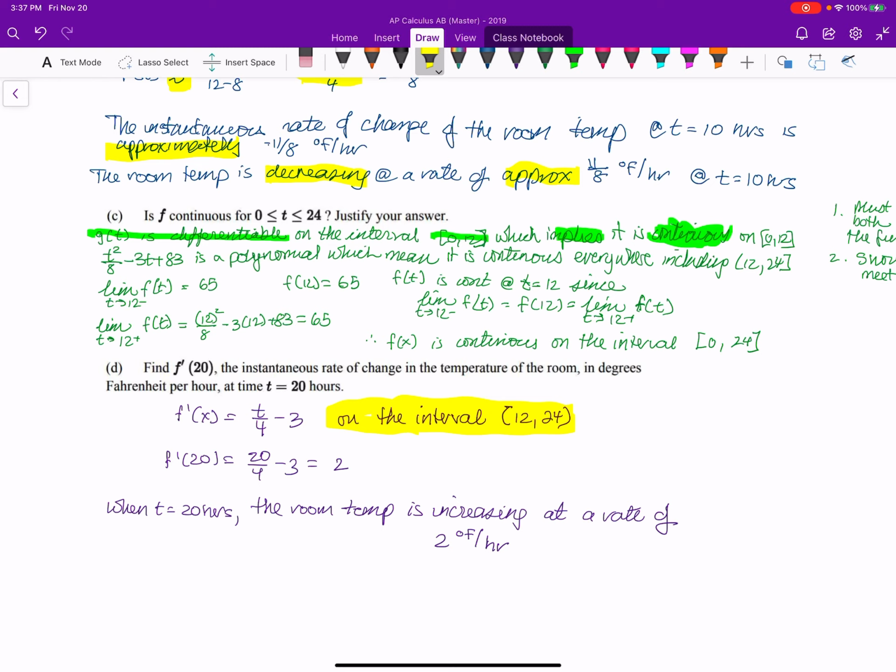So be really careful. That needs to be included because it's only true on that interval. It's not everywhere. And then I substitute in the 20. So it's not enough just to say the derivative is t over 4 minus 3. You have to include the interval there. And then if I was going to put this in words, they've already done that, but just getting ready for Unit 4, when t is 20 hours, the room temperature is increasing at a rate of 2 degrees Fahrenheit per hour.